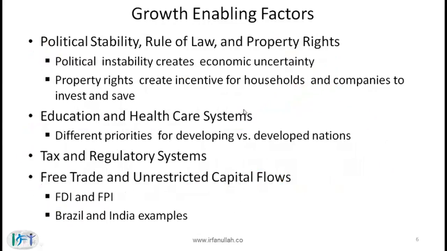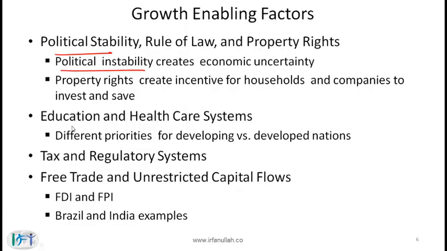Continuing with growth enabling factors, the next item is political stability, rule of law, and property rights. So this is fairly straightforward. In developing countries where you might have political instability, this creates economic uncertainty, which discourages the flow of capital. Property rights create incentives for households and companies to invest and save. So this is also fairly straightforward. If property rights do not exist, then obviously the incentive to save goes down. If there are low savings, then obviously we have low investment, low capital.